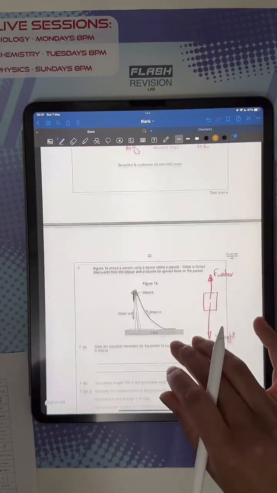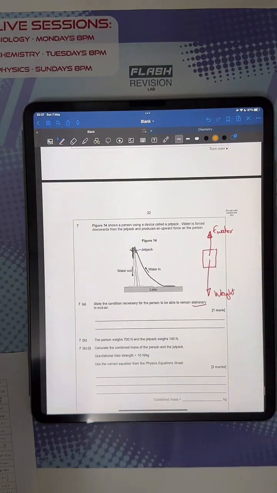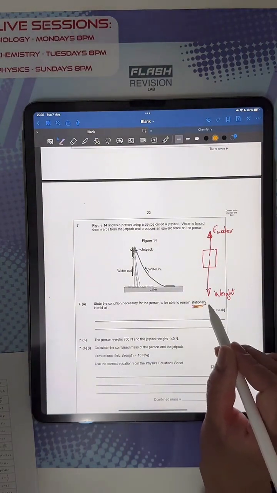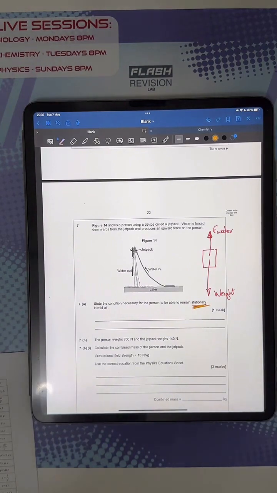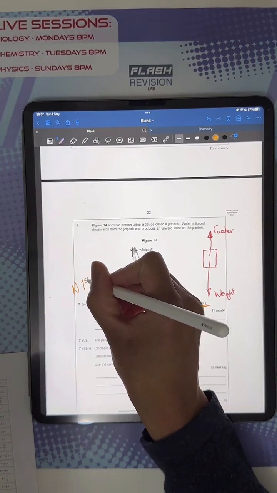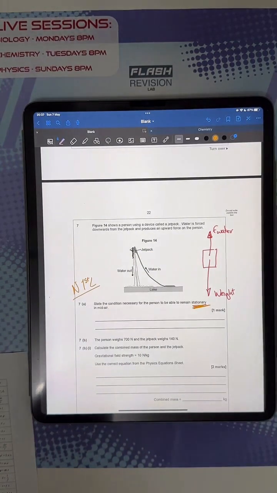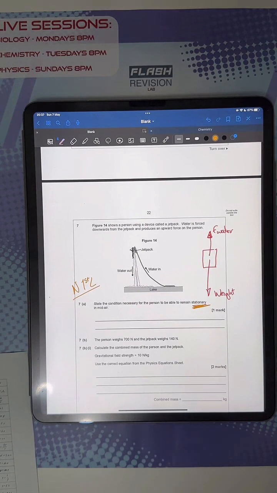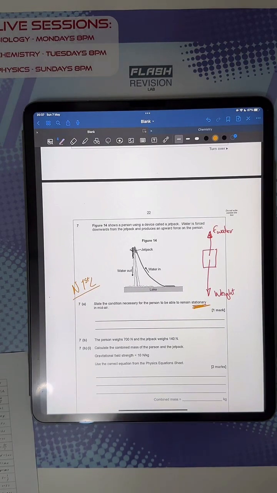So we've got state the condition necessary for this person to remain stationary. So what law are they going to talk about? Newton's first law is what we're going to talk about. So we need to basically state Newton's first law. How is the person going to stay stationary for 1 mark? What would we say? It's not to do with momentum. So we can't just say Newton's first law for our answer. We need to apply it to the question.